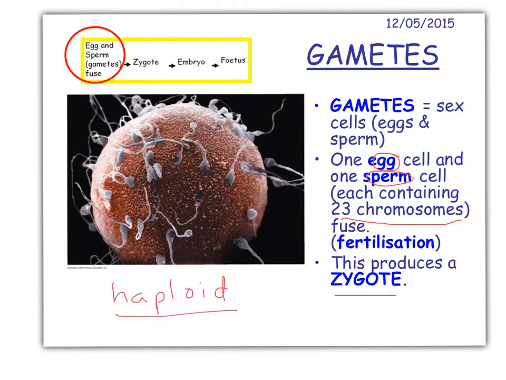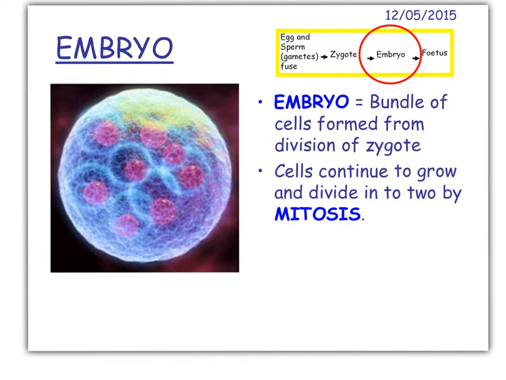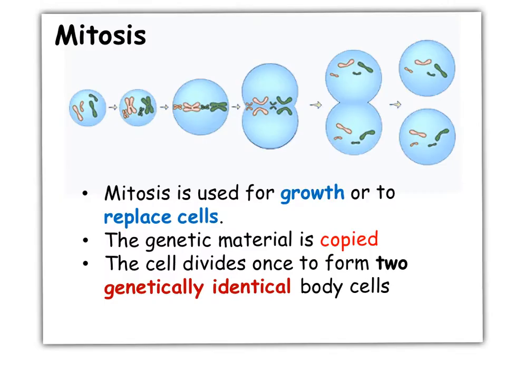Now in terms of development into a human being, the next thing that happens is that the zygote, which now contains 46 chromosomes, 23 from the mother and 23 from the father, has to grow and divide to produce an embryo. To do that, the cells are going to divide. Again, because it's for growth and repair, we are using a different type of cell division called mitosis. Mitosis is a slightly different process.